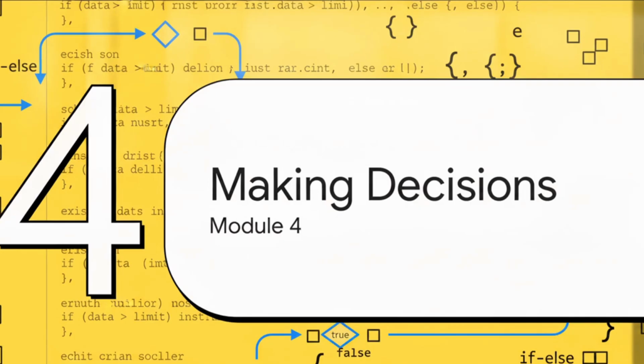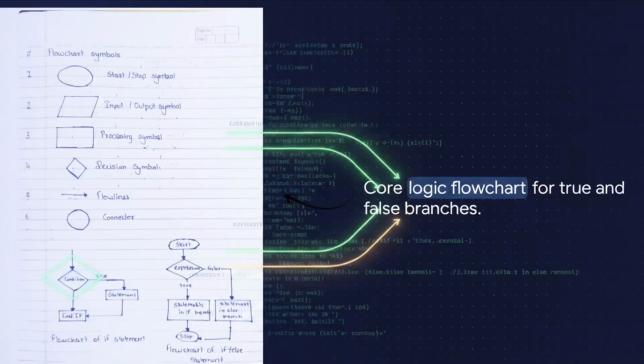All right, Module 4, Making Decisions in Code. Up to this point, our programs have just been top to bottom, linear lists of instructions. Kind of boring, right?